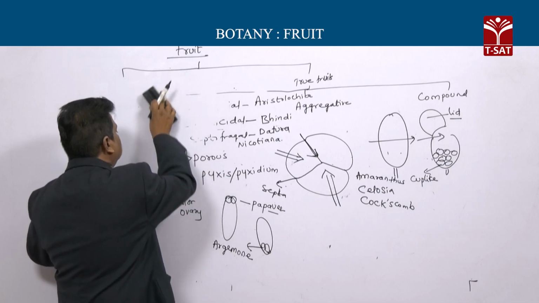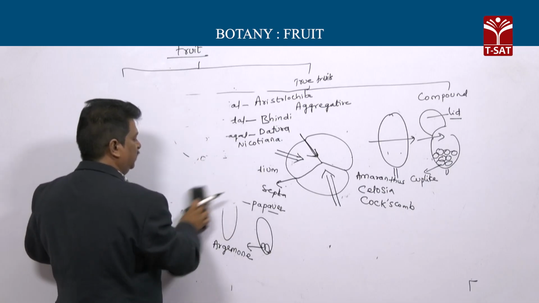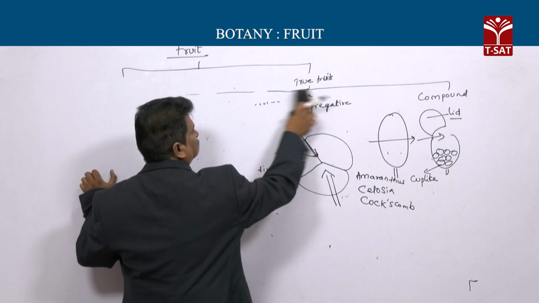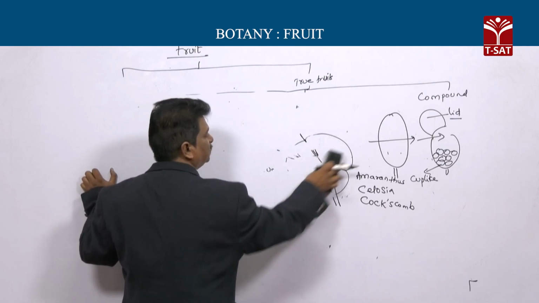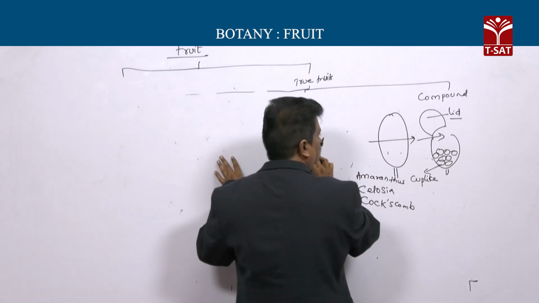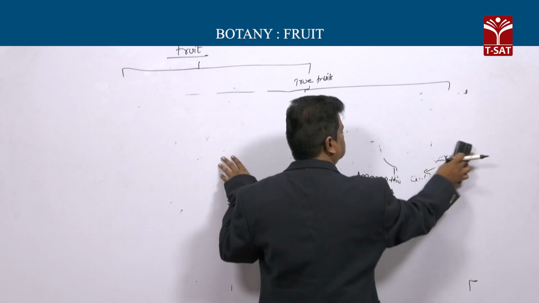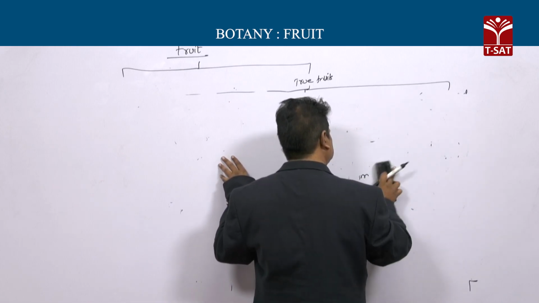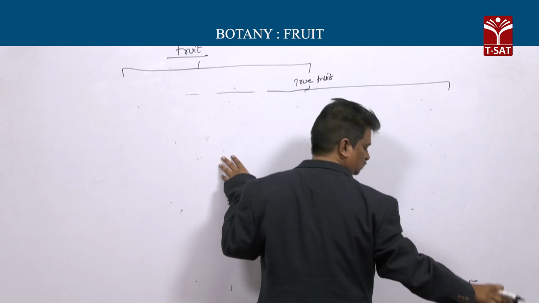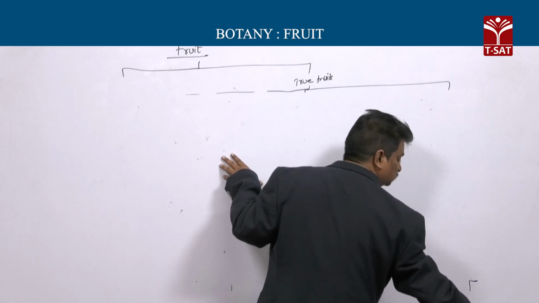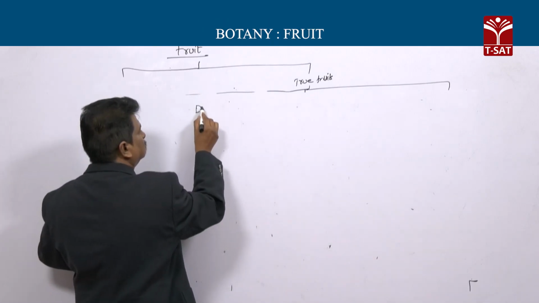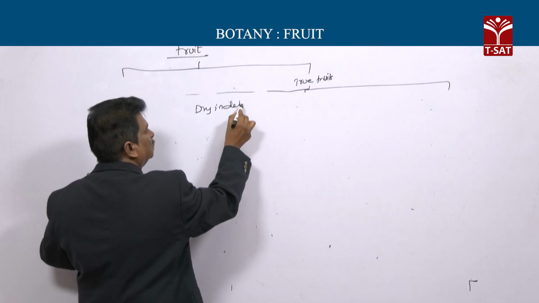Next one, dry indehiscent fruits. In dry indehiscent fruits, after the decay of pericarp, the seeds are released. If seeds are released after the decay of pericarp, it is called dry indehiscent fruits.